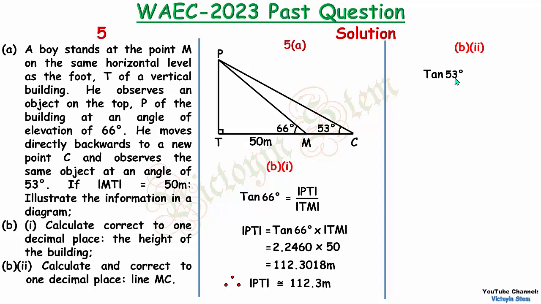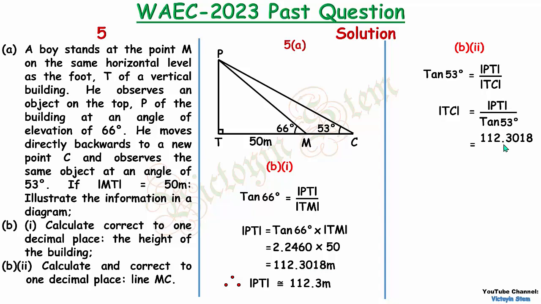So I can say tan 53 equals opposite PT divided by adjacent, which will be the entire length from T to C, TC. Now I have PT, I have the angle. All I'm looking for now is TC. If I make TC subject of the formula, it boils down to PT divided by tan 53. For PT, I'm not going to use 112.3. I will use 112.3018 meters because it will minimize the error. The error will be minimal if I use the one with the longer decimal places, the one that has 4 digits after the decimal.